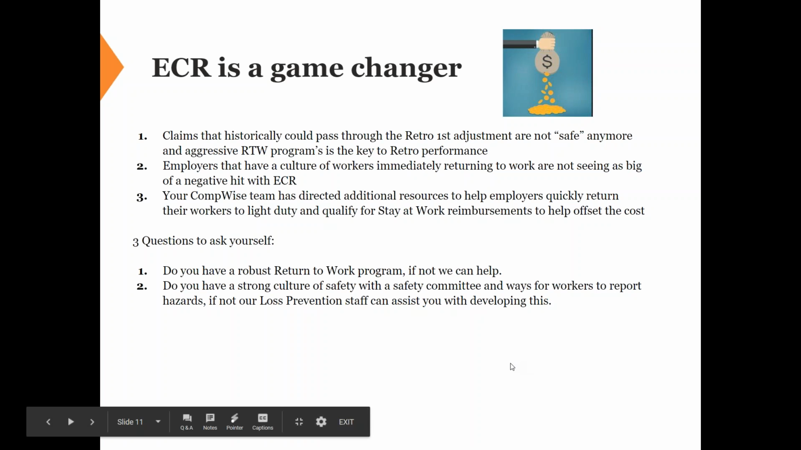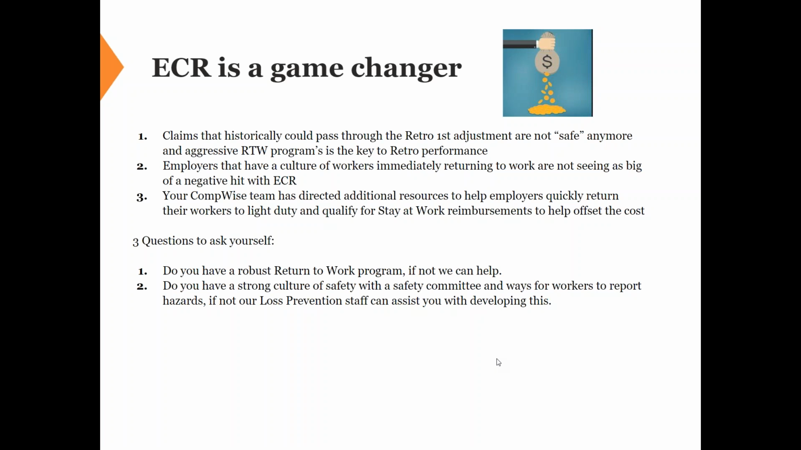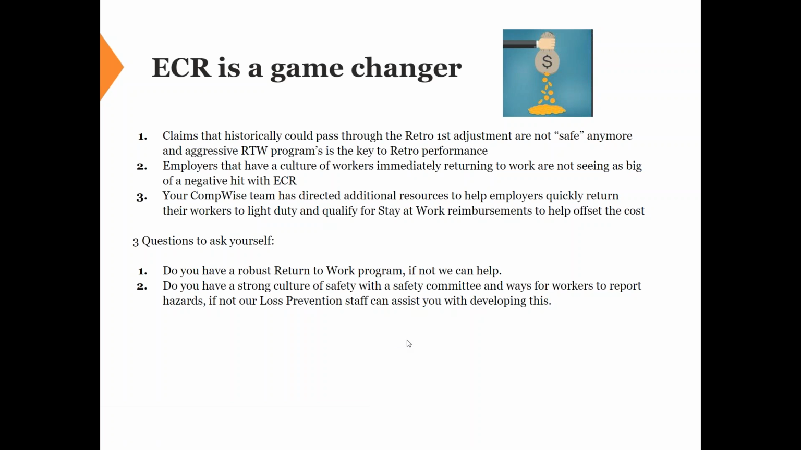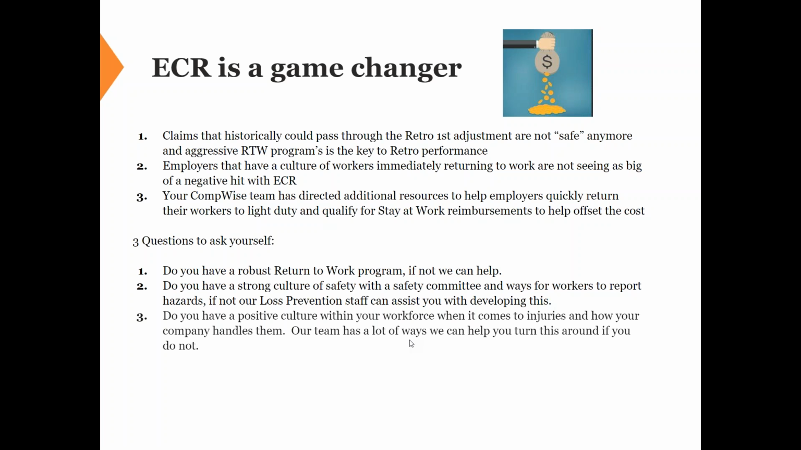Do you have a strong culture of safety? Do you have a safety committee? There are ways for workers to report hazards, so that's really important. You have a system in place for them to get a notice to you that they've got, maybe, a rug that's out of place or a tile's coming up. So those are important things. Our loss prevention staff can either do an on-site visit or they can do a telephone staffing. So those are available to you as well.